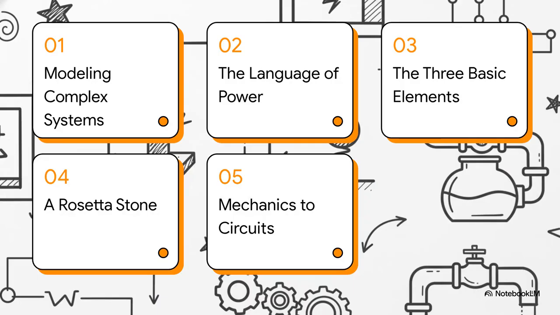Okay, so here's how we're going to break this down. We'll start with why we even need to model complex systems. Then we'll learn a universal language of power before meeting the three basic elements that make up its vocabulary. After that, we'll uncover a kind of Rosetta Stone for physics. And finally, we'll put it all together and translate a mechanical system into a simple electrical circuit.